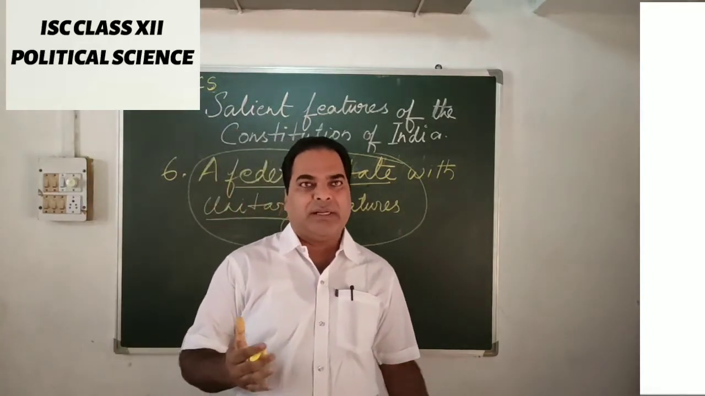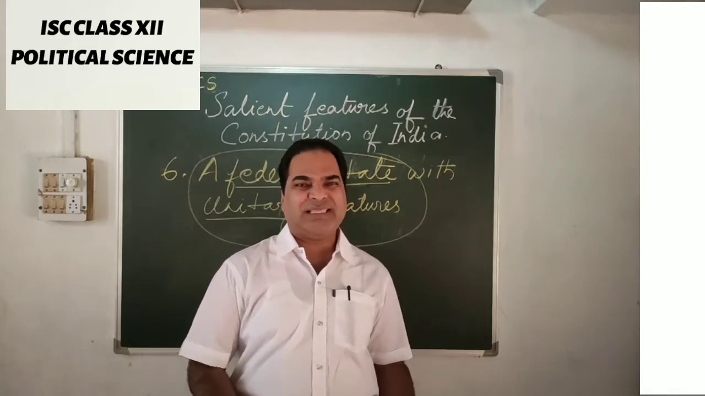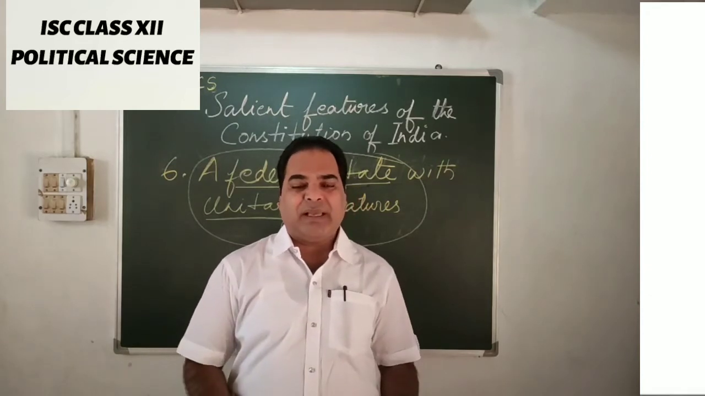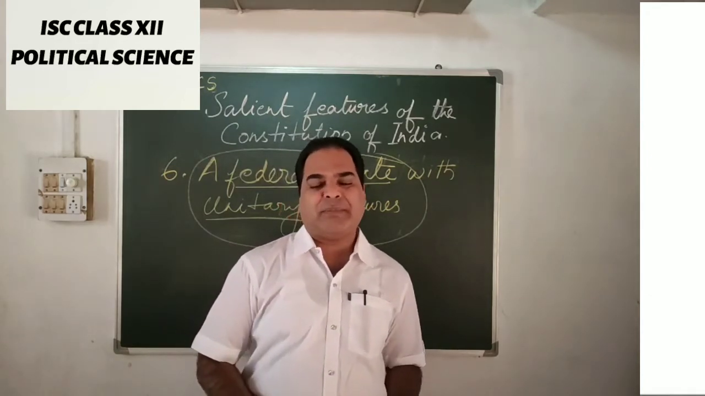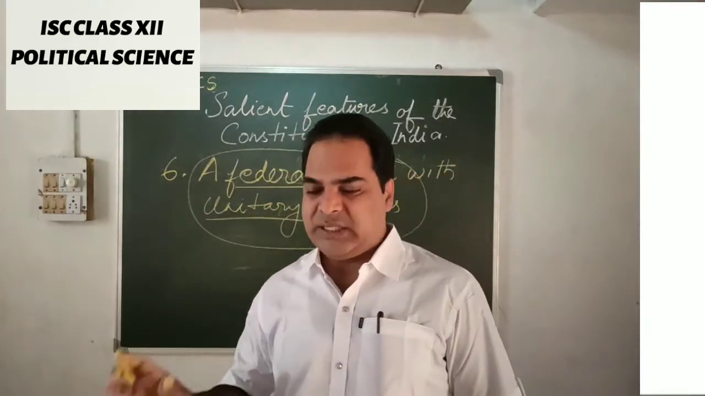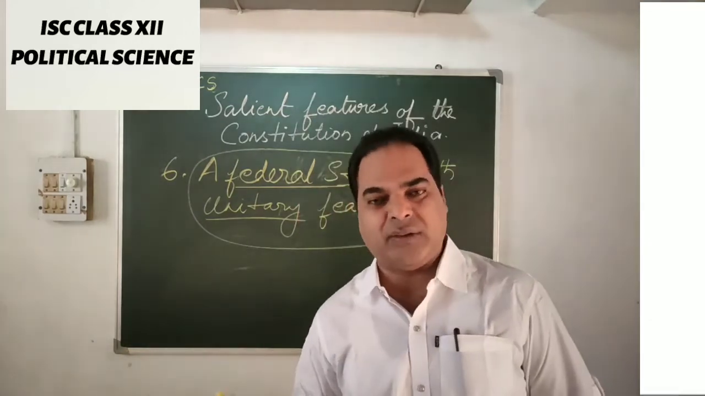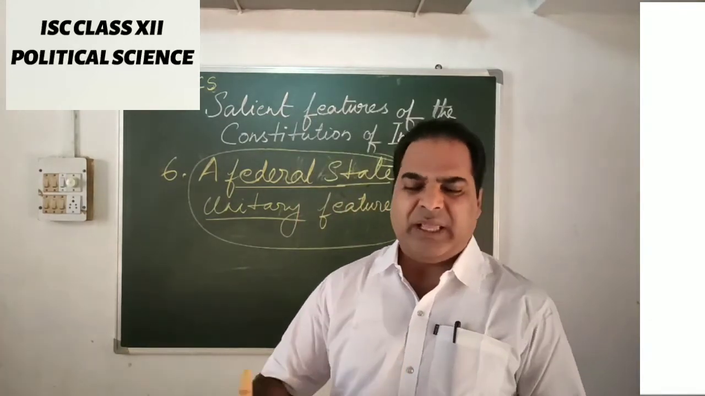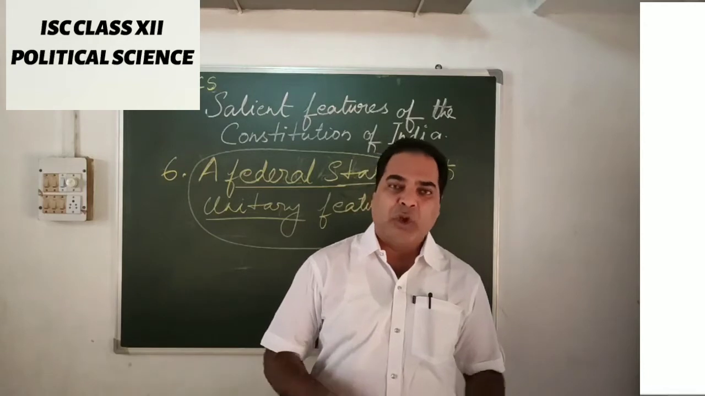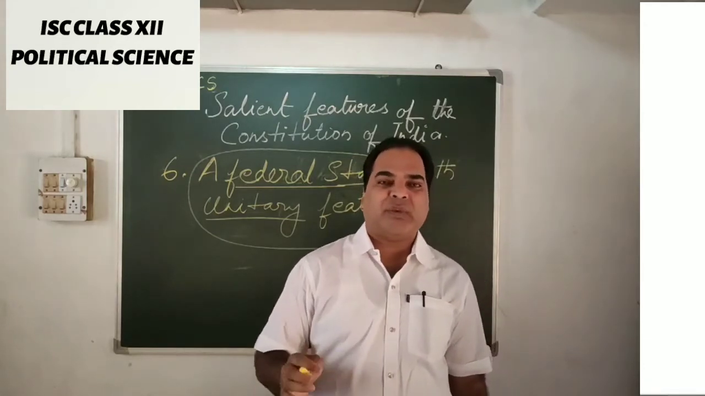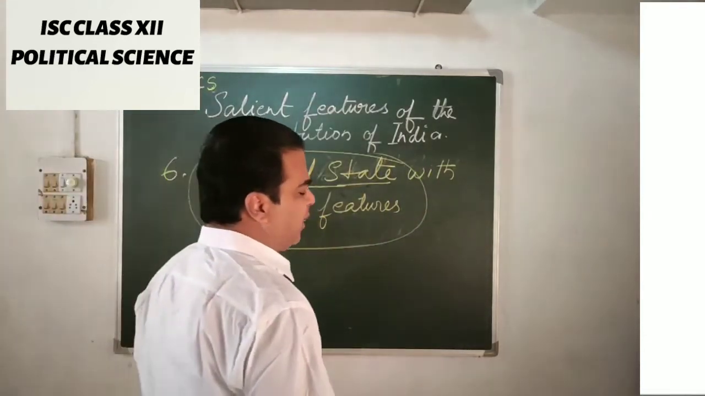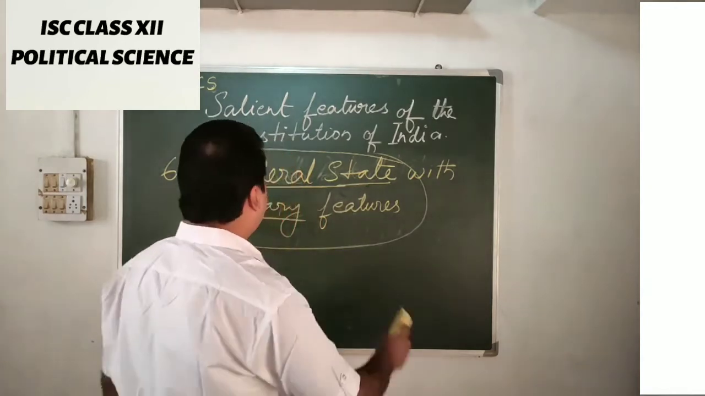Now, there are three types of lists: the union list, the state list, and the concurrent list. The union government can make laws on the subjects mentioned in the union list, and the state government will make laws on the subjects mentioned in the state list. So everything is clearly defined through our constitution. That is why our constitution is a written constitution which clearly demarcates the powers between the central government and the state government. This I'll explain to you later on when we discuss another chapter.